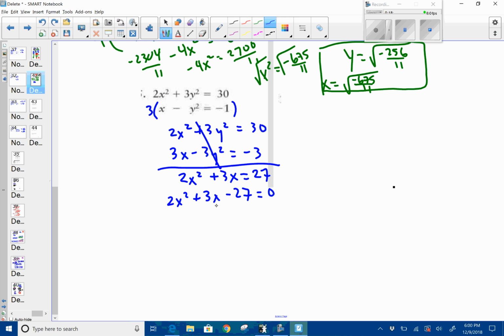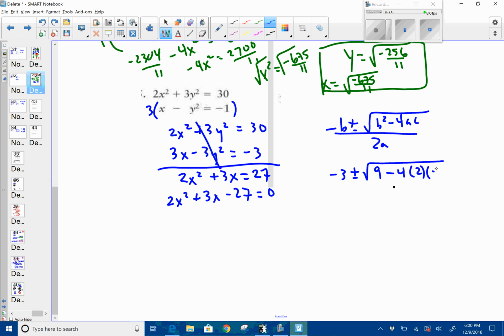So I can do quadratic formula here, or I could do AC method. Why don't I do quadratic formula, because I haven't done that in a while. So that's going to be negative b plus or minus the square root of b squared minus 4ac all over 2a. So I'm going to plug numbers in. So I have negative 3 plus or minus the square root of 3 squared, which is 9, minus 4 times a times c, all over 2 times a, which is 4.